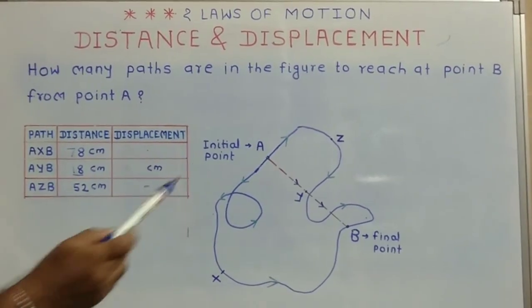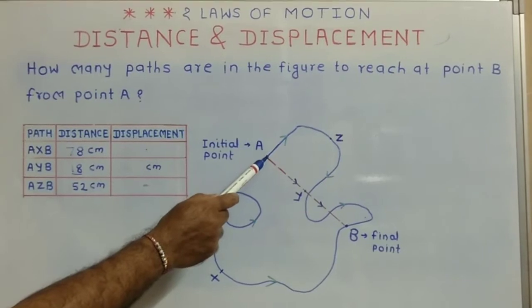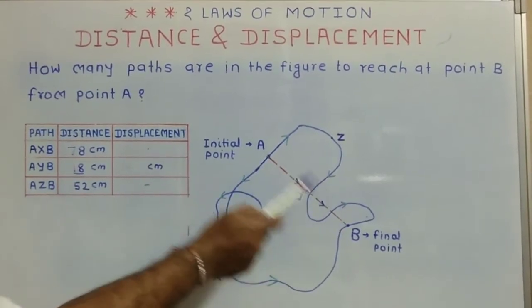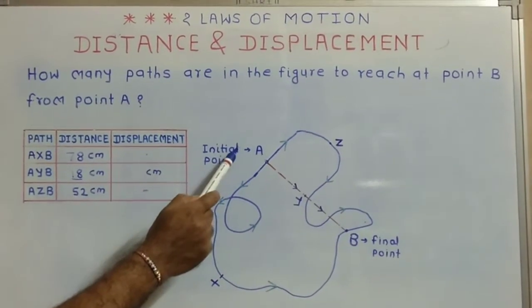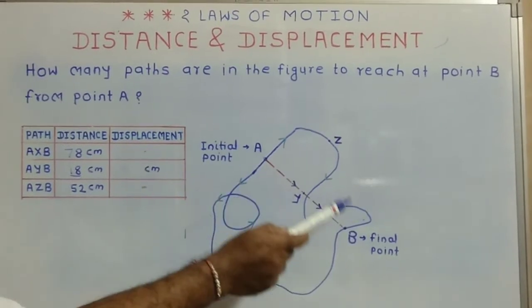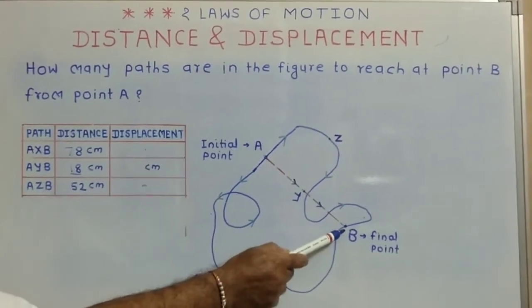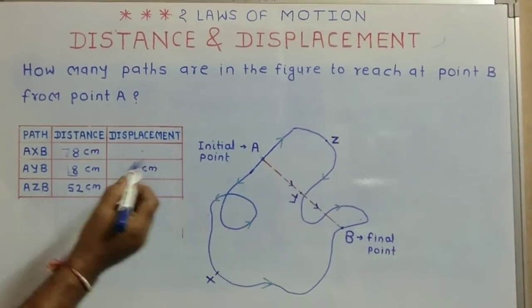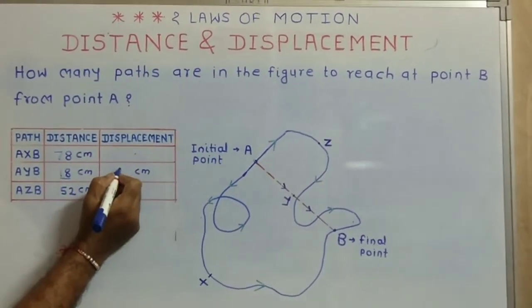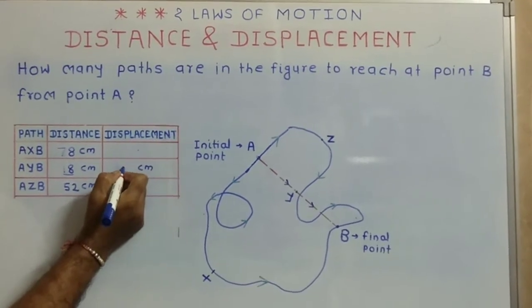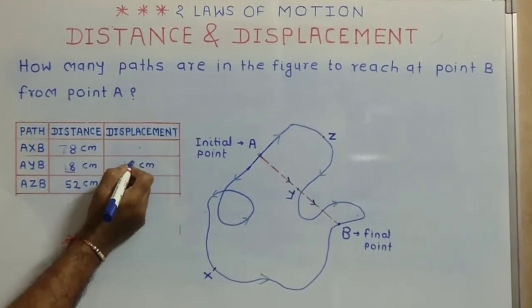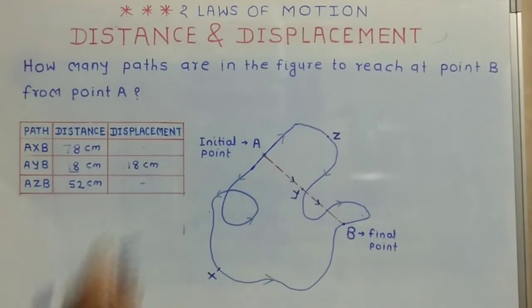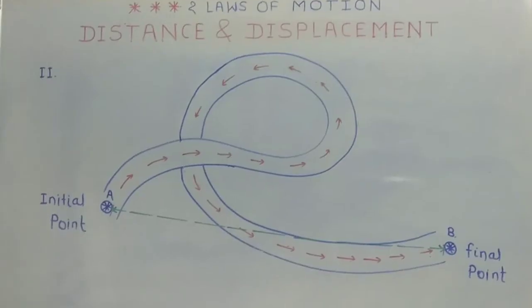Now look at the minimum distance. This minimum distance is nothing but the straight line distance between the initial point A and final point B. Therefore, we can call this minimum distance the displacement. It means that in this case, 18 centimeter is the displacement.